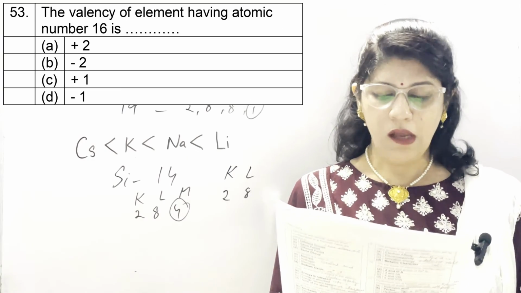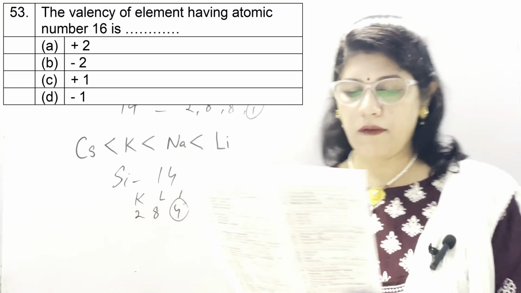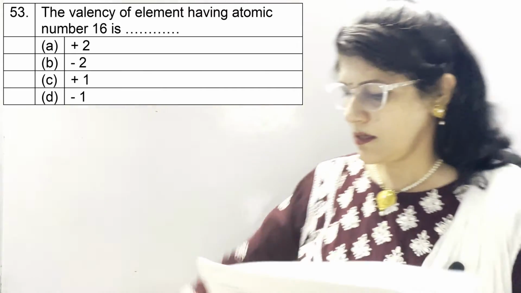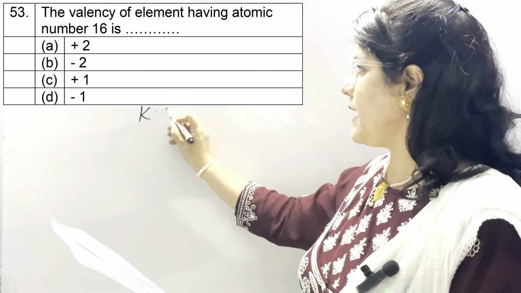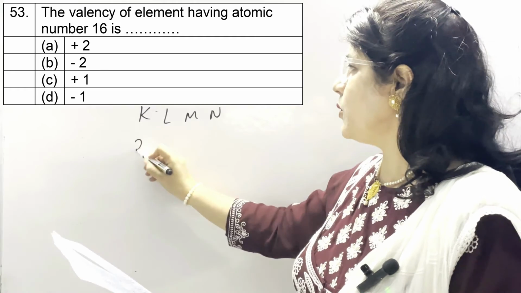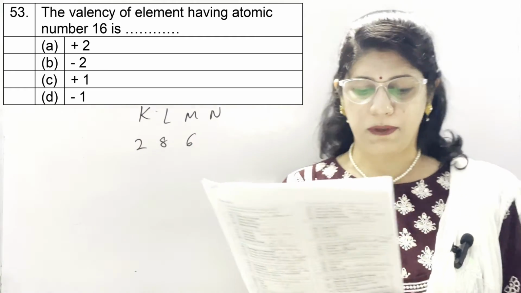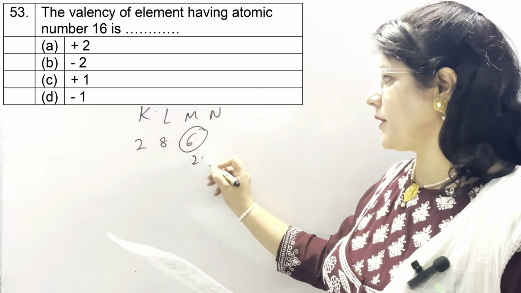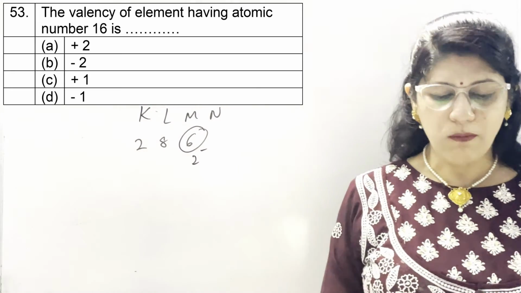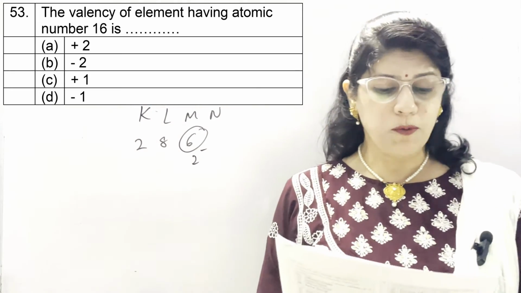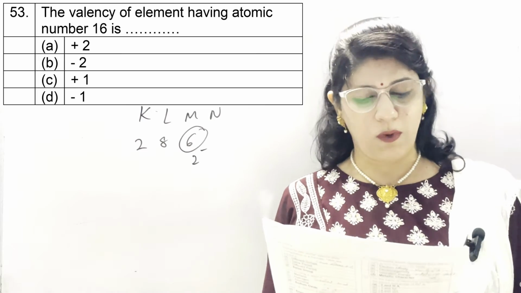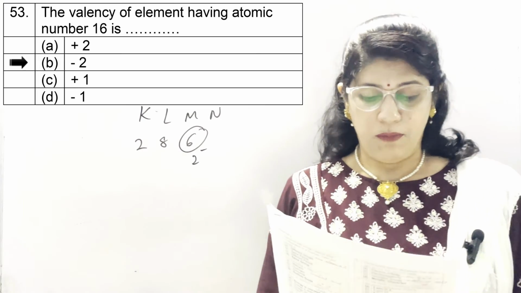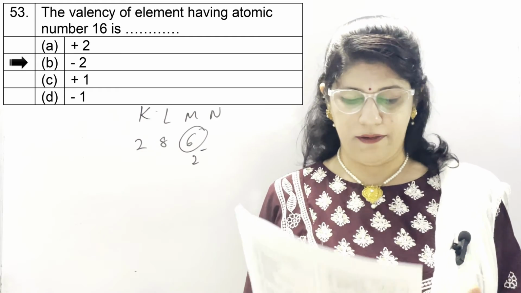Question number 53. Valency of element having atomic number 16. Atomic number 16, it means in different shells K, L, M and N, 2, 8 and 6 electrons are present. It means they need 2 electrons to complete their octet. Need 2 electrons, it means 2 minus. So given options are +2, -2, +1 and -1. So correct option is B, which is -2, because 2 electrons are required.